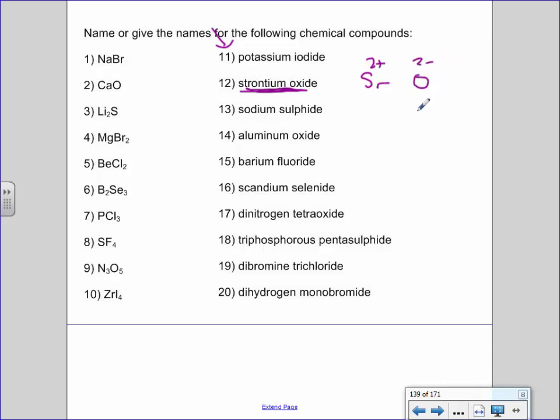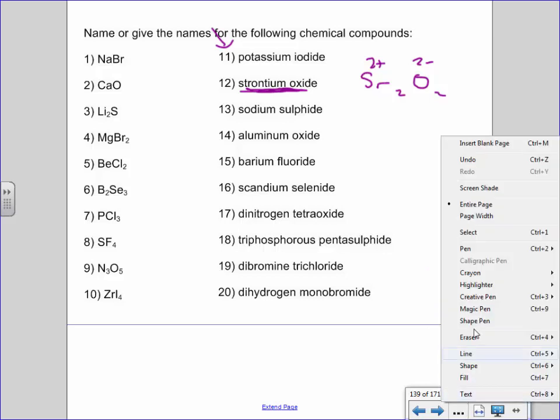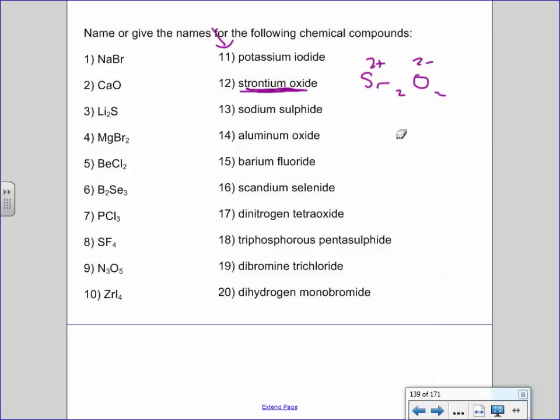Now, I just want to point out a common mistake that kids might make. Some kids, once they learn that crossing over method, might think that you put a 2 here and a 2 here. We don't actually have to do that because it reduces. 2 and 2 can really reduce to being just 1 and 1. So don't always use the crossover method because you just need one of these for every one of these. So your formula is just literally this, SrO. 1 strontium, which gives to 1 oxygen, which takes 2. It's perfect. It just fits.